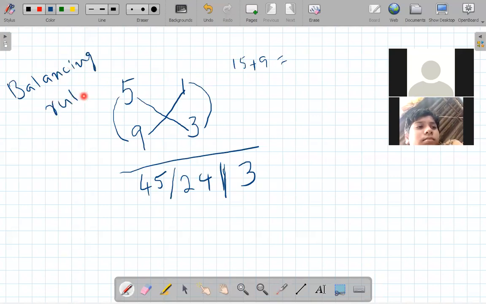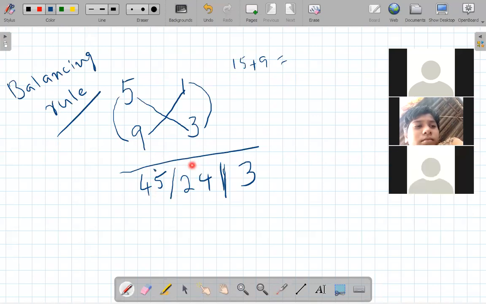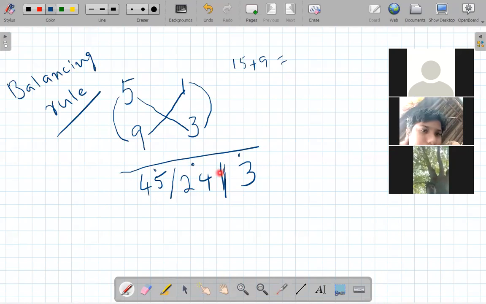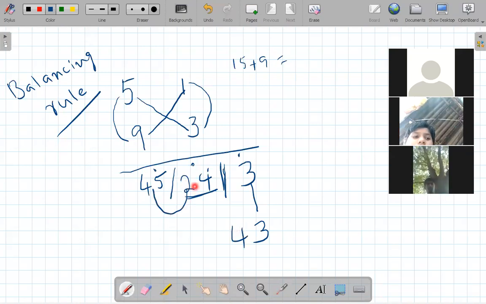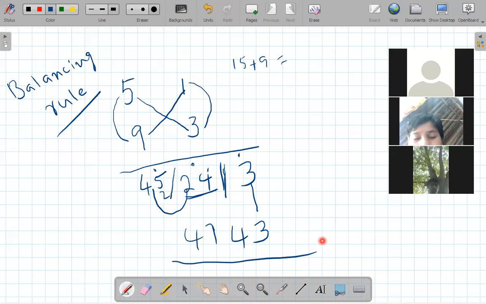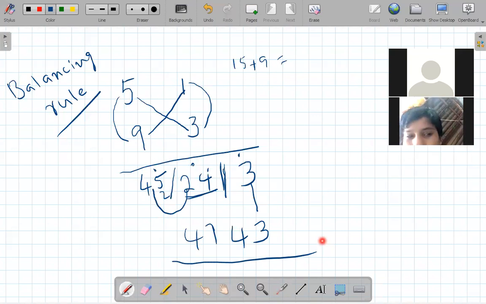So now, by using the balancing rule, you should simplify it. Balancing rule means here we got 3 answers, so for 3 answers you should take one answer each. Here we have only one digit, so directly you can take it. But here you have 2 digits, and 2 digits we cannot accept. You write only the units place digit here. The other digit you add to the next one. 2 will go here. So 45 plus 2, 47. That's it. 4743 is the answer.